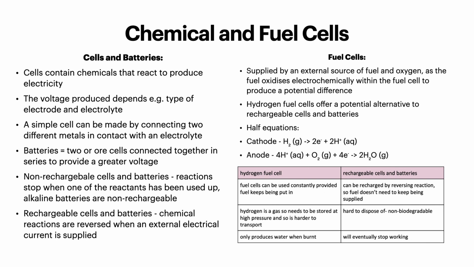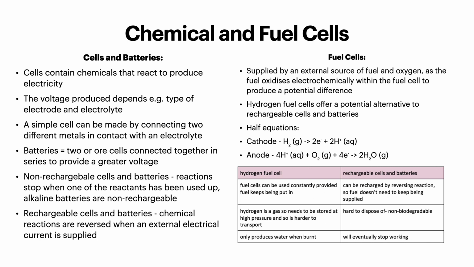Then you've got fuel cells. These are supplied by an external source of fuel and oxygen, as the fuel oxidizes electrochemically within the fuel cell to produce a potential difference. Hydrogen fuel cells offer a potential alternative to rechargeable cells and batteries. You can see how they differ in the table below.